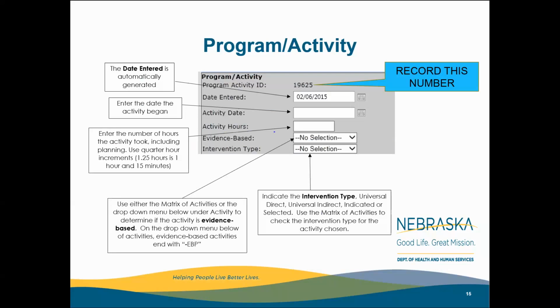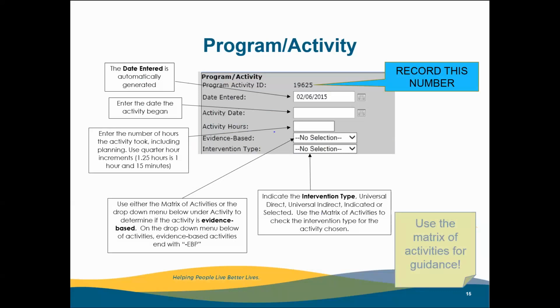The evidence-based field is the drop-down with the choices of yes or no. And the intervention type field has the options of universal direct, universal indirect, indicated, and selected. You can use the matrix of activities to help you be reminded of whether or not the activity that you're entering is evidence-based, as there is an EBP tag on all of the activities in the NPIRS system, but sometimes it's easier just to look back at that matrix and see if it's recorded as dark green or any other color to know if it's an evidence-based practice. The intervention types are also categorized on the matrix of activities.